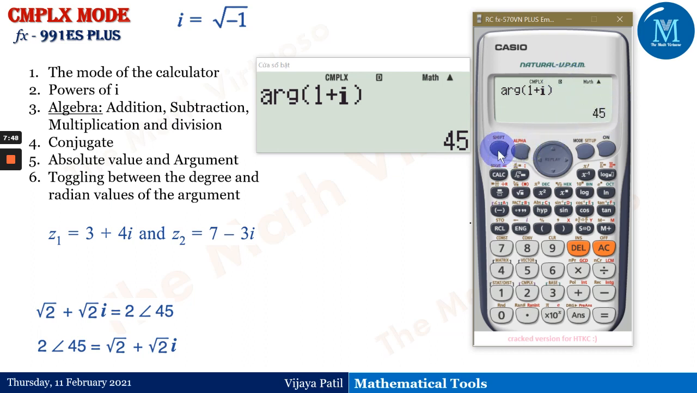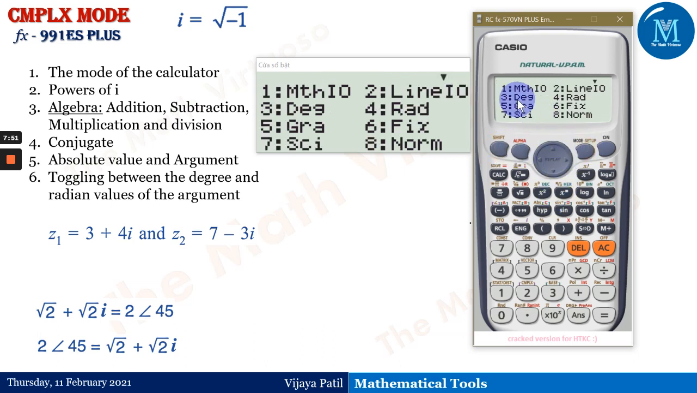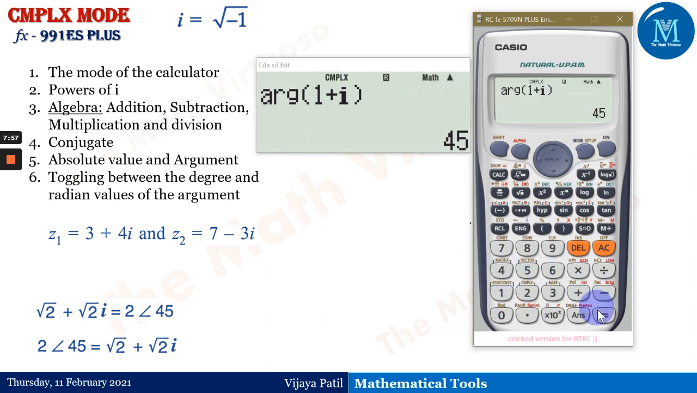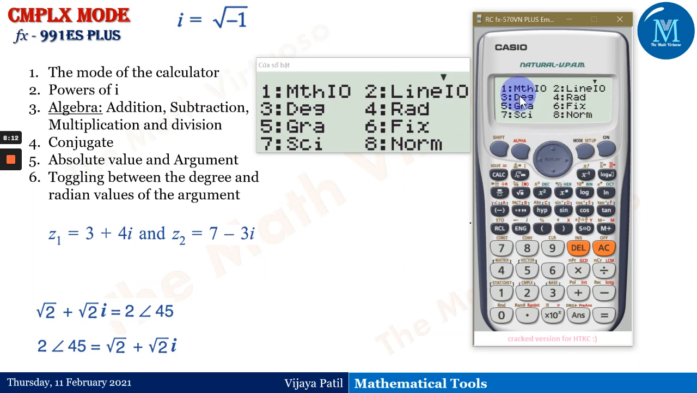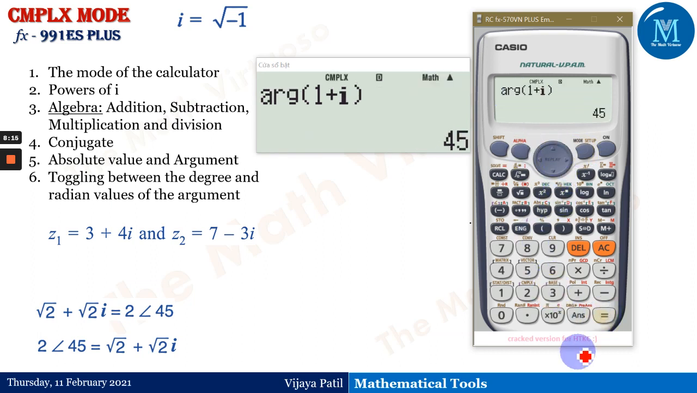If I need this in radians, shift mode, now it's in degree, we want radian, 4, it would be giving me 1 by 4 times pi. So that means pi by 4. So this 45 is in degrees and pi by 4 is in radians. If again I want degrees, shift mode, 3 is for degree, 3 equals to, I'll get 45 back, right? So for the argument, you can toggle between degrees and radians, whatever answer you want. This is one way to get the argument in the toggled way.